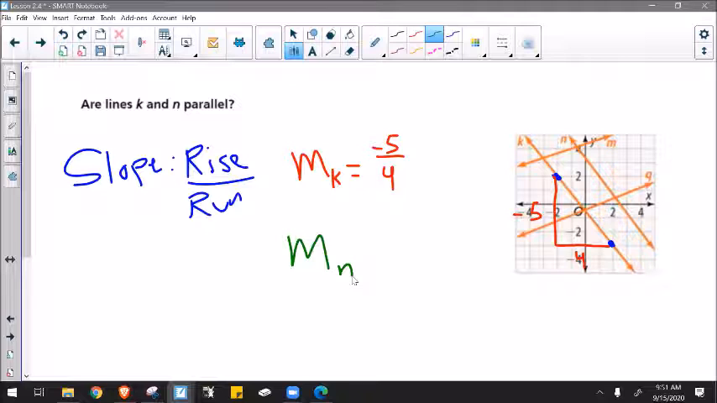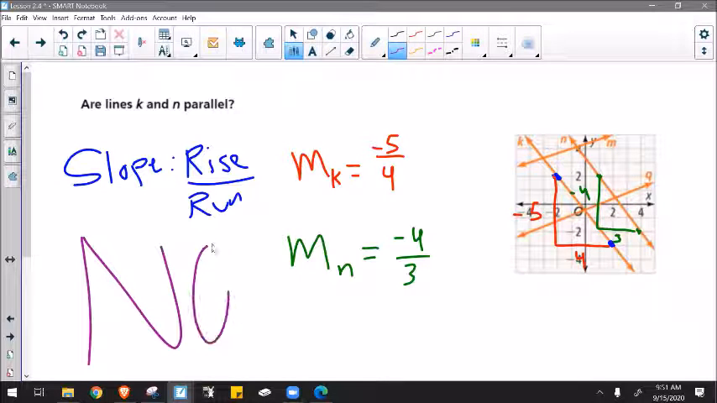line N, let's find 2 more nice points. So you get a nice point right here, you get a nice point right here, make your triangle, you're going down 4, and then to the right 3. All right, so are those parallel, yes or no? No. Definitely not. They do not have the same slope.